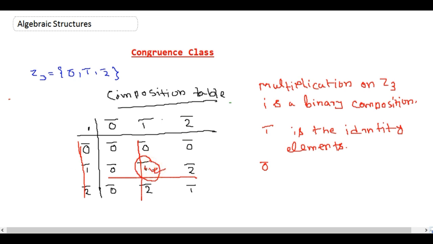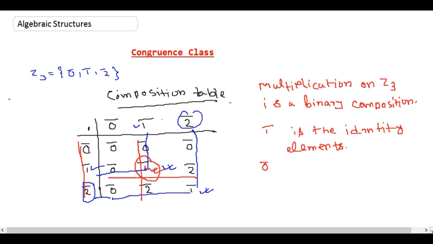So where are the identity elements? Here we have identity elements. Here also we have identity elements. Because we have found the identity elements, if we go in the upper direction and also in the left direction, we can find that the inverse of 1 bar is 1 bar. Likewise, the inverse of 2 bar is 2 bar.